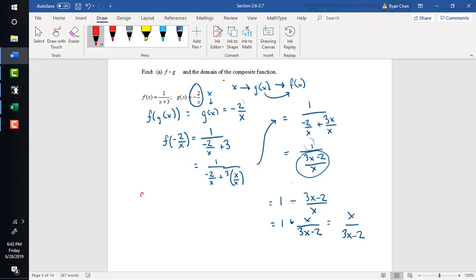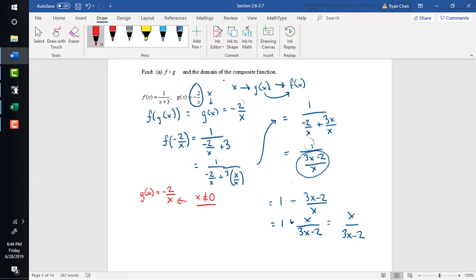So g of x is equal to negative 2 over x. We look at the bottom here, and we want to see what it wouldn't work for. And we notice x cannot be 0, because if I plug in 0, it becomes undefined. So I cannot insert 0 because it doesn't even make it past the first round, which is g of x. Okay, so that is one of my answers. This is generally the easier one of the two.